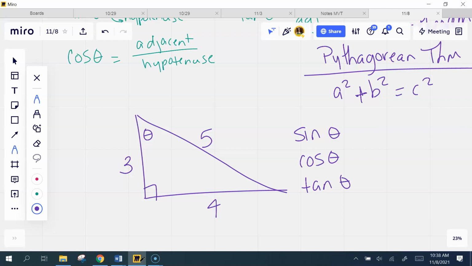The hypotenuse is always across from the 90 degree angle. It's also the longest side of the triangle. Find sine theta, cosine theta, and tangent theta. What'd you get for sine? Opposite, which is 4 over 5. How about cosine theta? How about tangent theta? Easy and straightforward. Everybody okay?